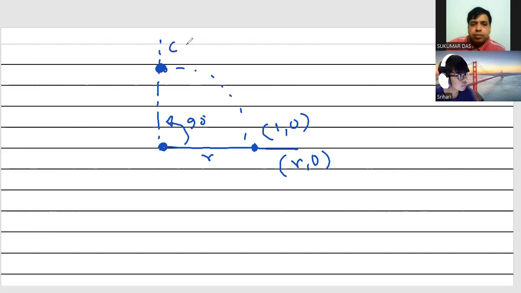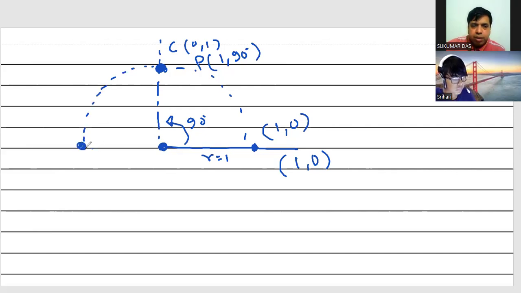Take r is equal to 1. So we want this point, right? So it would be 0, 1 for the Cartesian, correct? And for polar coordinates, it would be 1 comma 90 degrees. Yes, correct. Good.